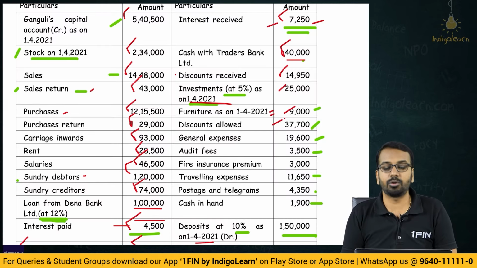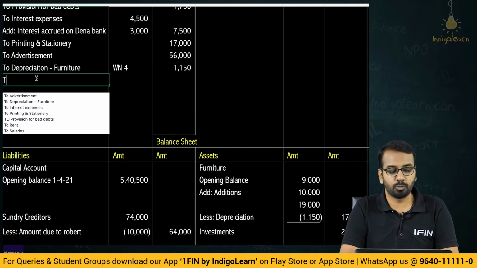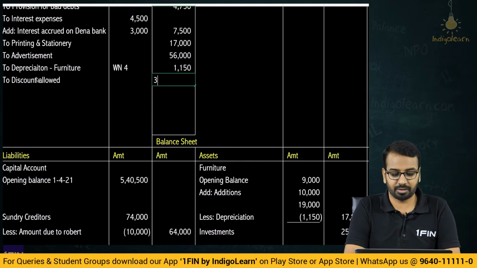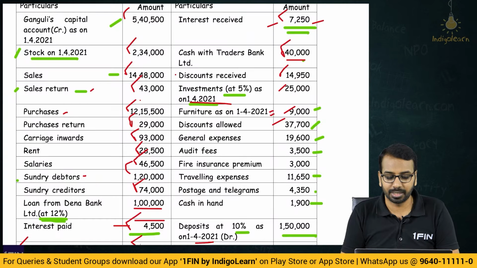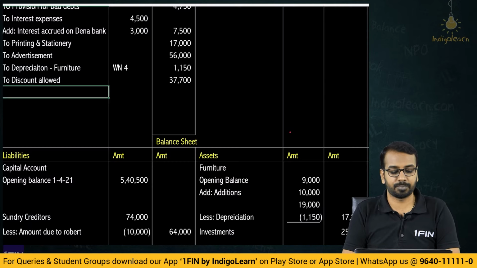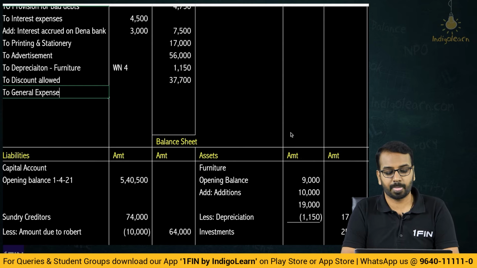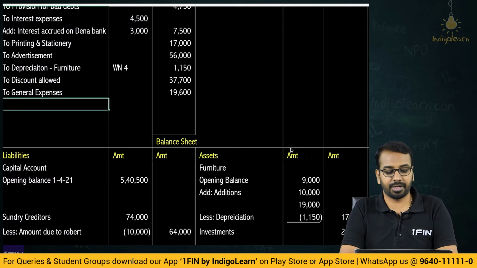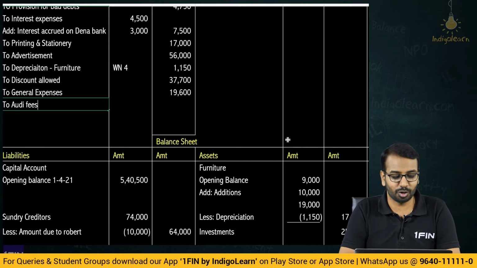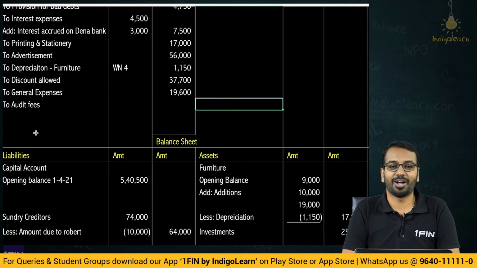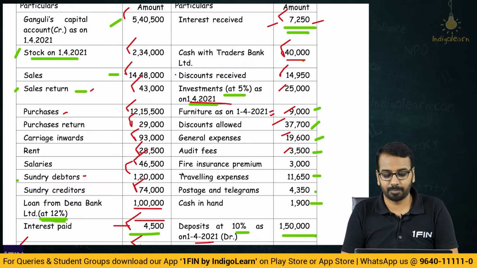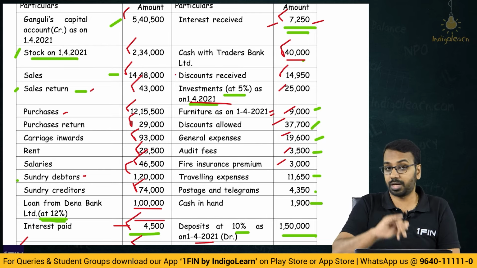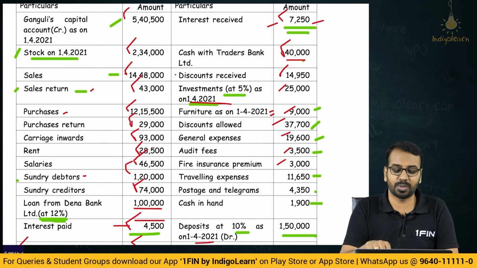Then discount allowed 37,700. So on the debit side, to discount allowed, there are no adjustments, 37,700. Okay. Then general expenses 19,600. Then audit fees 3,500. Then fire insurance premium 3,000. Now here they have not given information about what is prepaid, what is for the current year, what is for next year. So the entire amount will be taken as expenses for the current year.